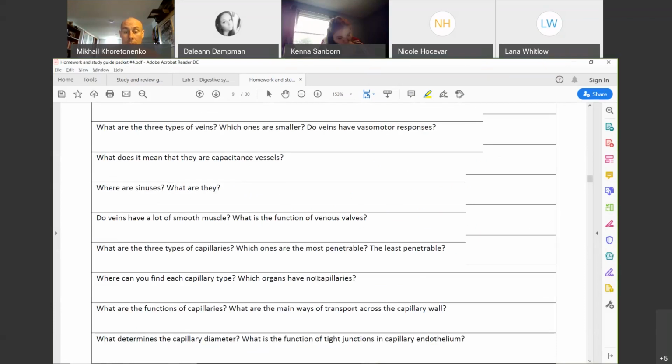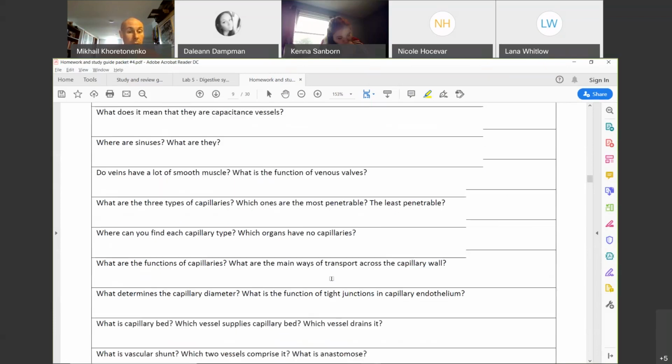Which organs have no capillaries? Ligaments, tendons, structures in the eye. Functions: exchange of gases and nutrients. Main ways of transport across the capillary wall: fenestrations, pinocytosis, diffusion, of course.